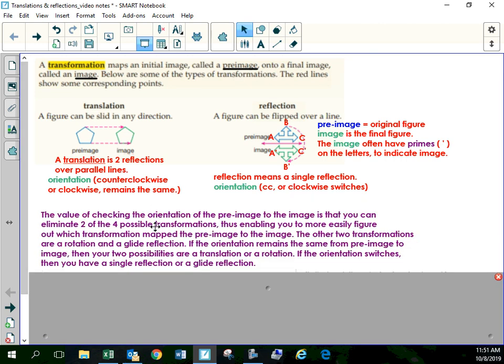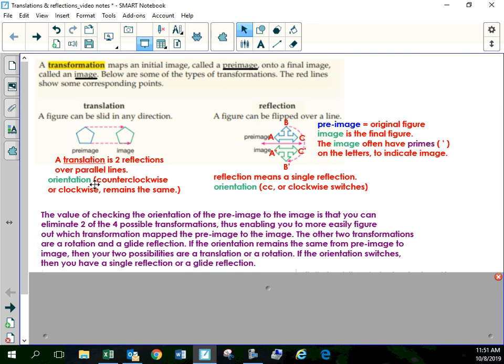The value of checking the orientation of the pre-image to the image is that you can eliminate 2 of the 4 possible transformations. Right here, we've only talked about 2 so far. Like I said, next class we'll talk about the other 2, rotations and glide reflections. So there's a total of 4 of them, the 4 key ones that we're going to focus on here. 2 of them are eliminated by just knowing the orientation of the figure from the pre-image to the image. The other 2 transformations are rotation and glide reflection. If the orientation remains the same from the pre-image to the image, then the 2 possibilities are translation or rotation. We'll talk about the rotation tomorrow.